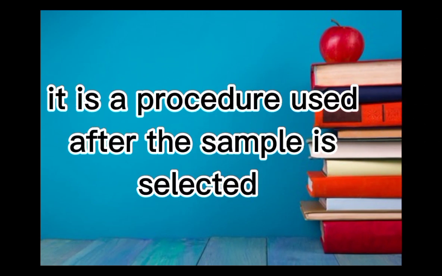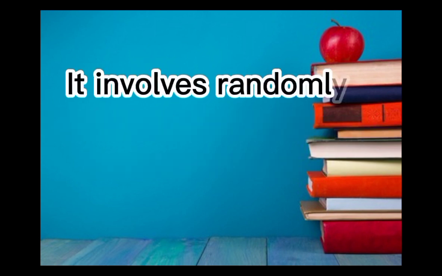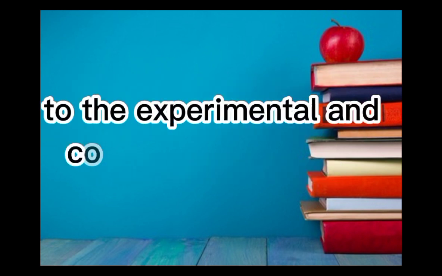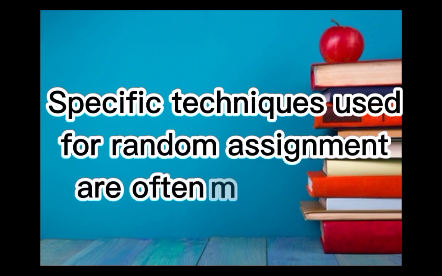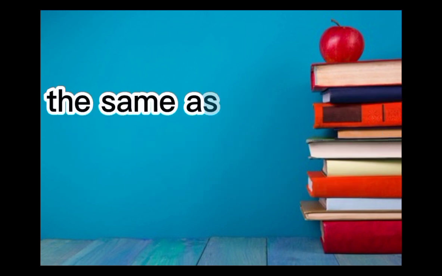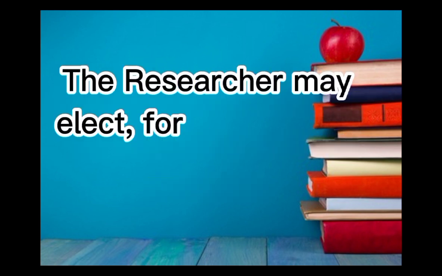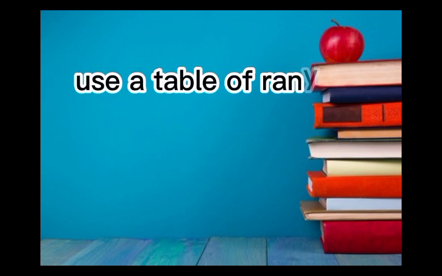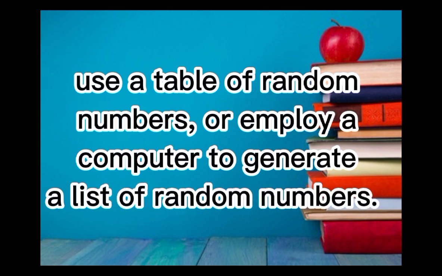It is a procedure used after the sample is selected, but before the experimental treatment is applied. It involves randomly assigning the subjects in the total sample to the experimental and comparison groups. Specific techniques used for random assignment are often essentially the same as those used for selecting random samples. The researcher may elect, for example, to draw names from a hat, use a table of random numbers, or employ a computer to generate a list of random numbers.